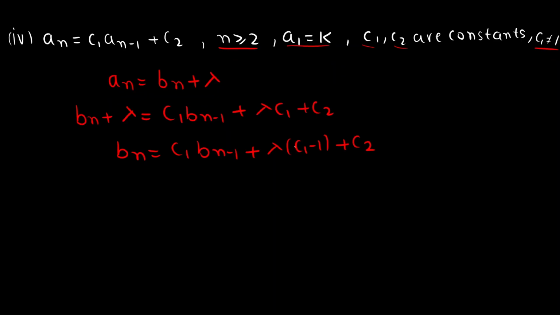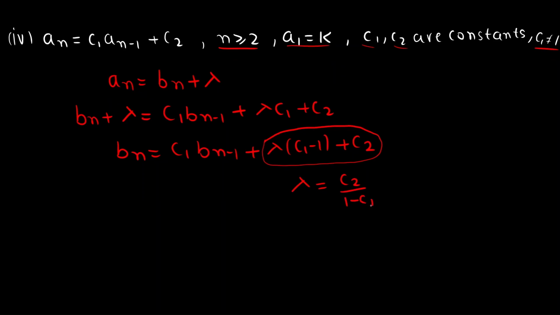Now the purpose is, since lambda is of my choice, I can choose it to be any value. I'll choose lambda such that this whole expression will turn out to be 0, so that I'll be left with bn equal to c1 times bn minus 1, which I know how to deal with by doing the telescopic product. So in order to make this 0, I will choose lambda equal to c2 by 1 minus c1.